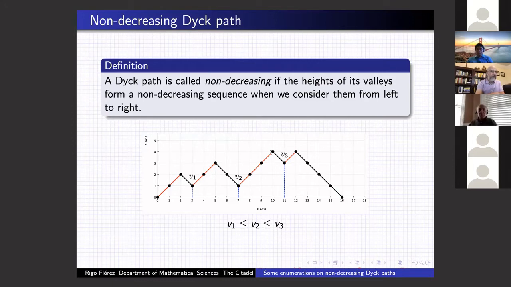Now we are going to define what we want to study here today: the non-decreasing Dyck path. From left to right, we collect all vertices of all valleys, and you select the Y coordinate of each vertex. If the Y coordinates form a non-decreasing sequence, we say that this is a non-decreasing Dyck path. And that's what we are going to study today, only non-decreasing Dyck paths.